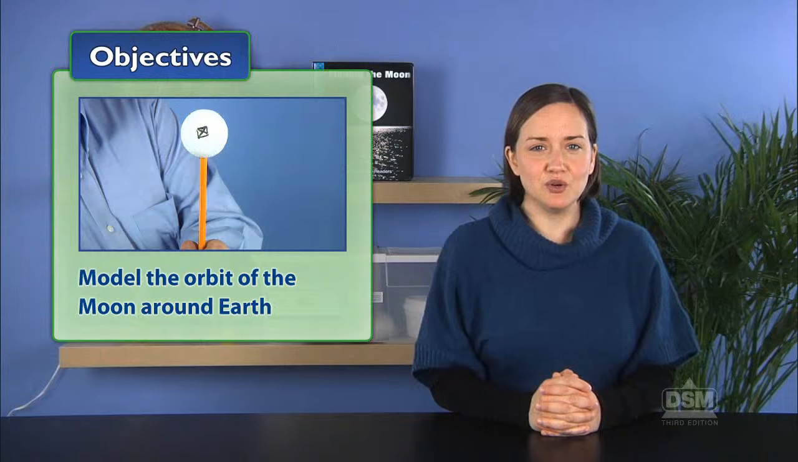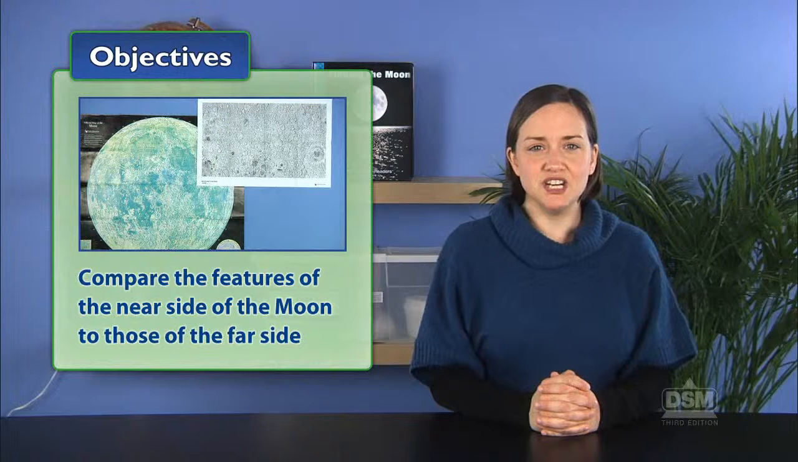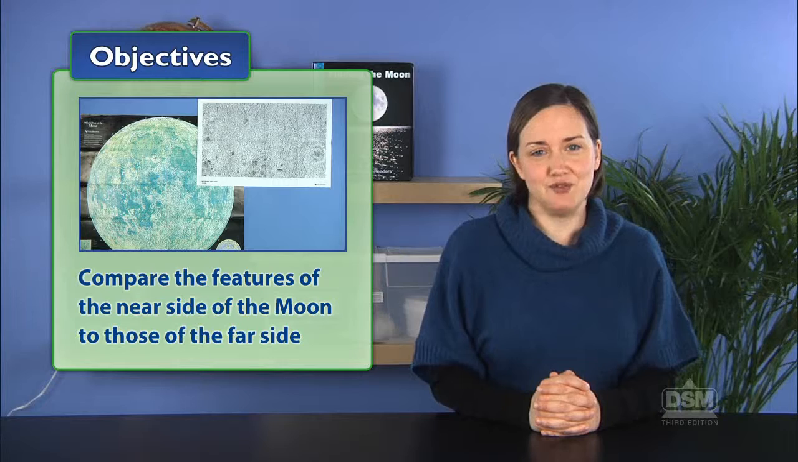In Activity 11, The Far Side of the Moon, students come to realize that, from Earth, we can only see one side of the moon. Students first model the orbit of the moon around Earth, and then compare the features of the near side of the moon to those of the far side of the moon.